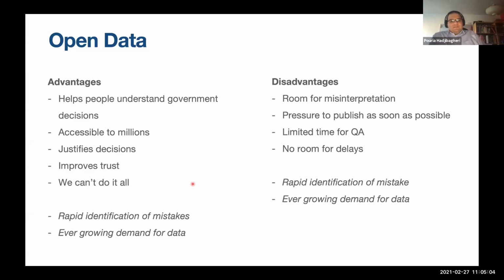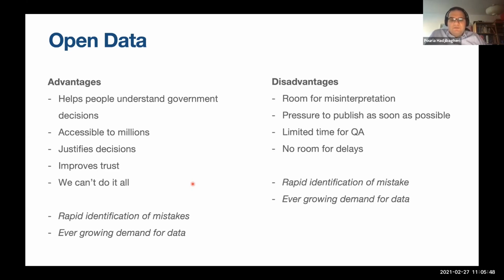There are advantages and disadvantages, of course, to anything. And in this case, in my opinion, the advantages far exceed any disadvantage that we might have. They're not necessarily mutually exclusive concepts, because it helps people understand government decisions. It makes data and information accessible to millions. It justifies decisions that are made, or restrictions that are imposed, and improves trust in those decisions. And the fact is that we just can't do everything. We can't possibly do it all on our own.